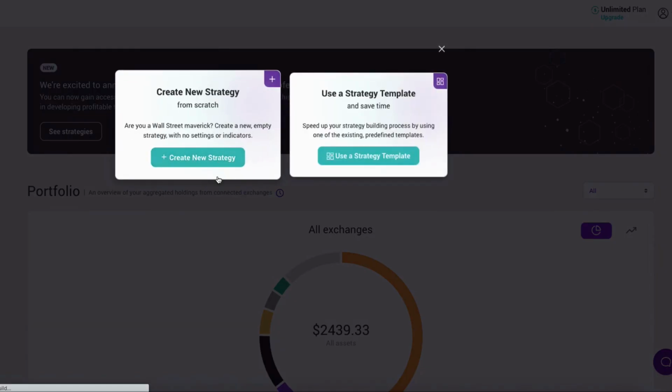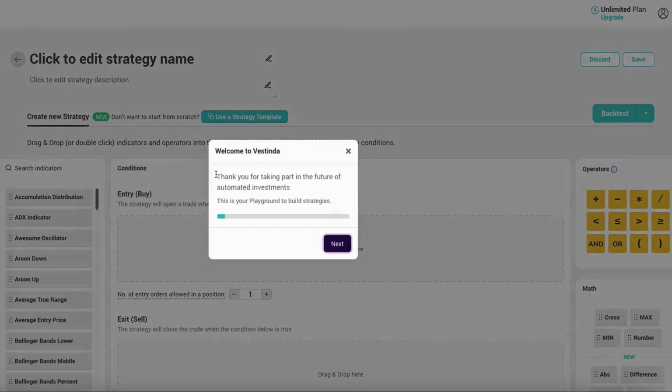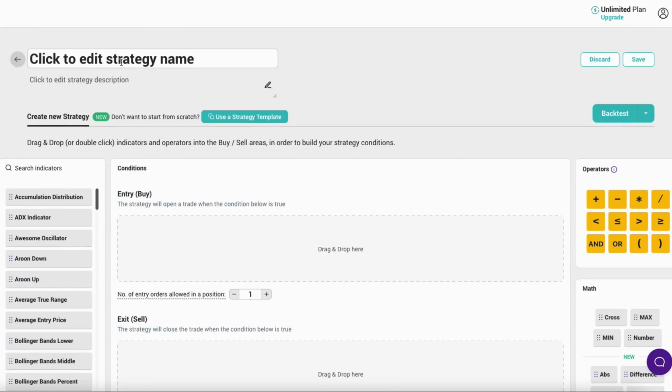We're creating this strategy in Vestinda. In just a few minutes and using the backtesting feature, we will see the results on Bitcoin for 18 months. Let's create a new strategy from scratch and give it a name. We will trade on the 4 hours time interval.